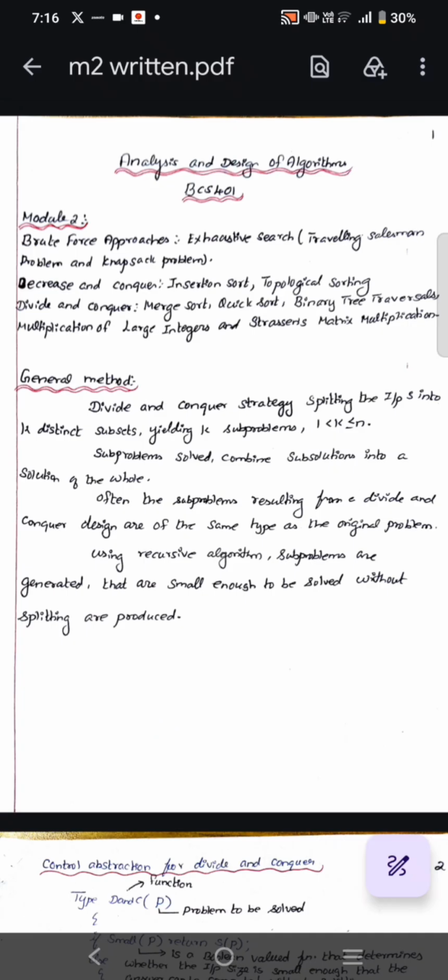Analysis and Design of Algorithms, Module 2. Brute Force Approaches, Exhaustive Search, Traveling Salesman Problem and Knapsack Problem. Decrease and Conquer, Insertion Sort, Topological Sorting. Divide and Conquer, Merge Sort, Quick Sort, Binary Tree Traversals.